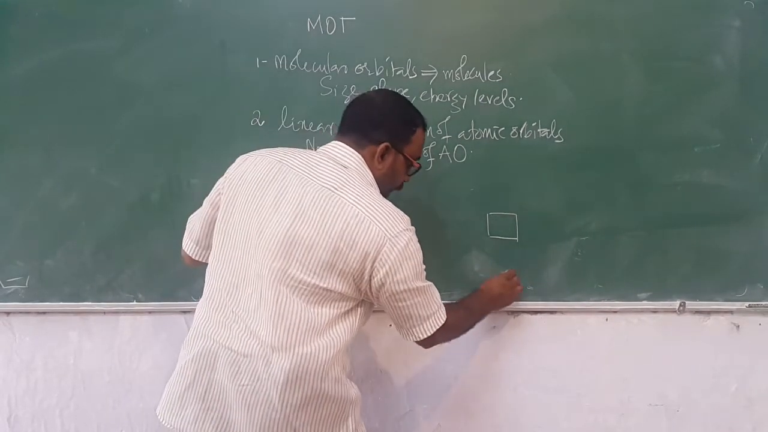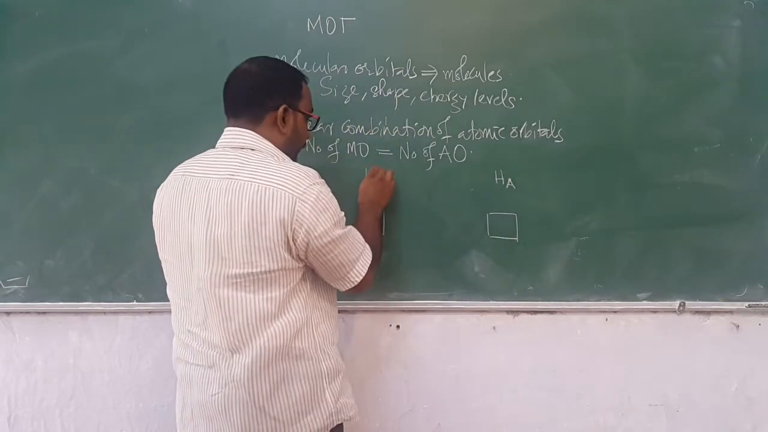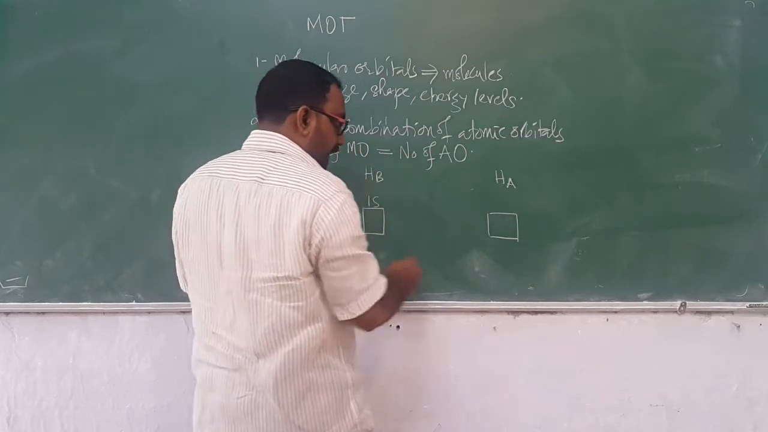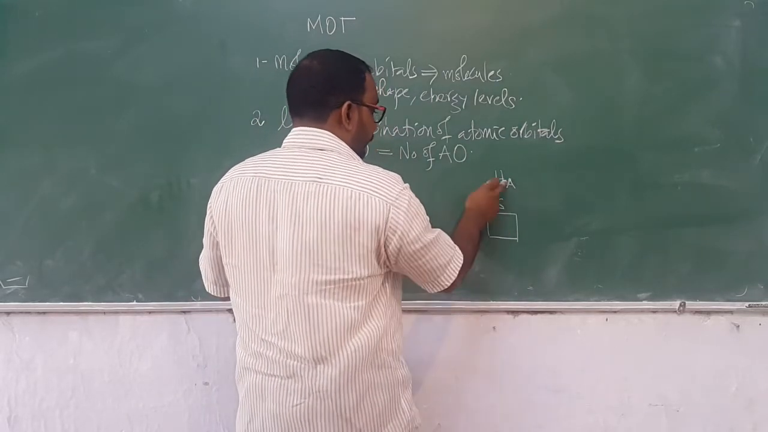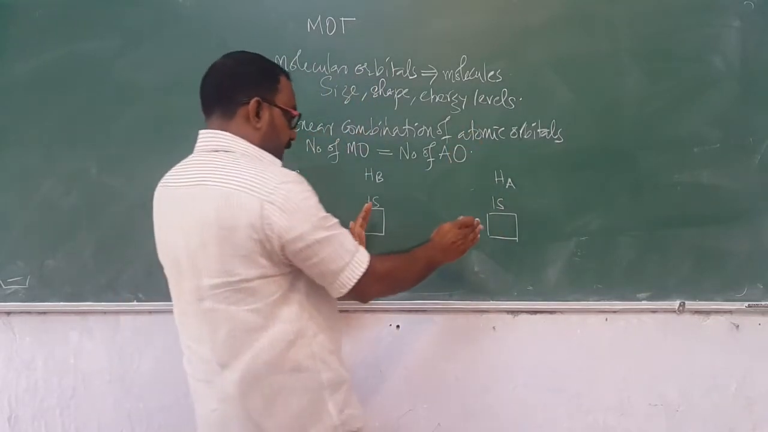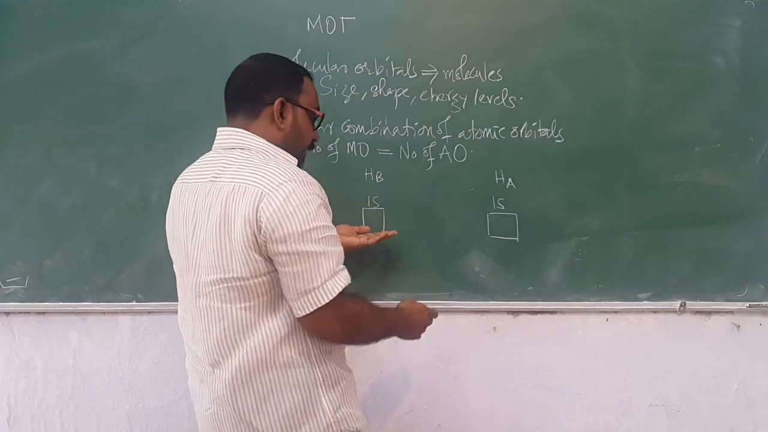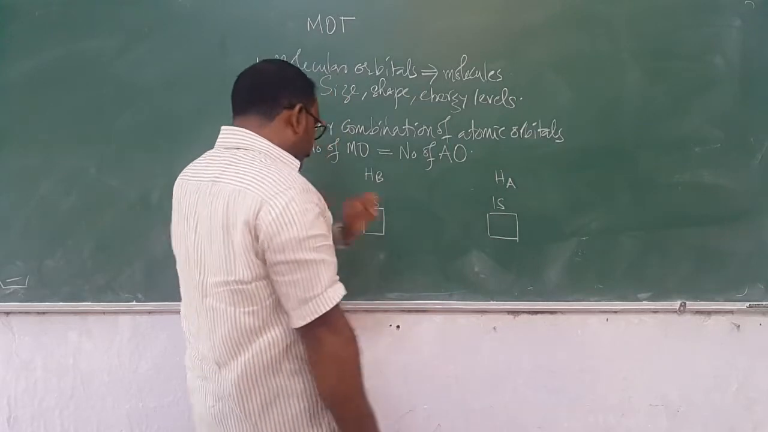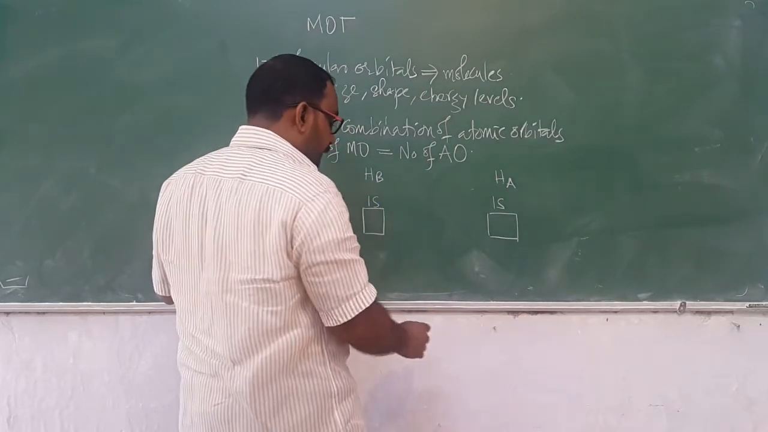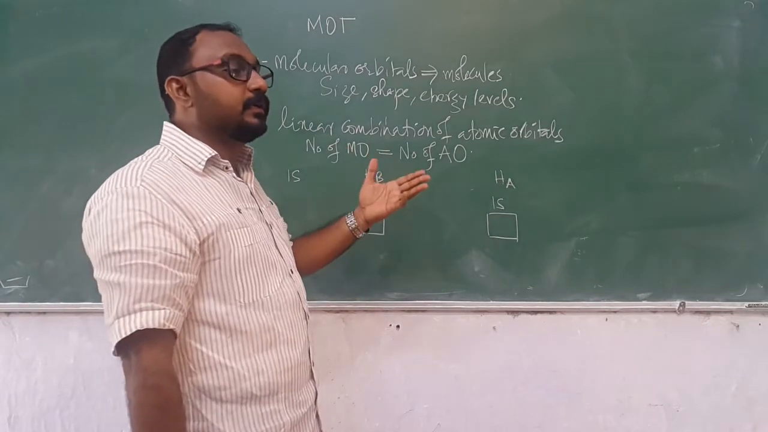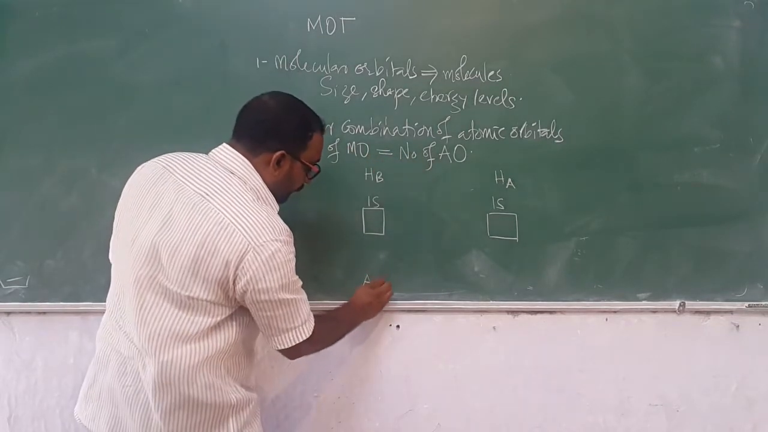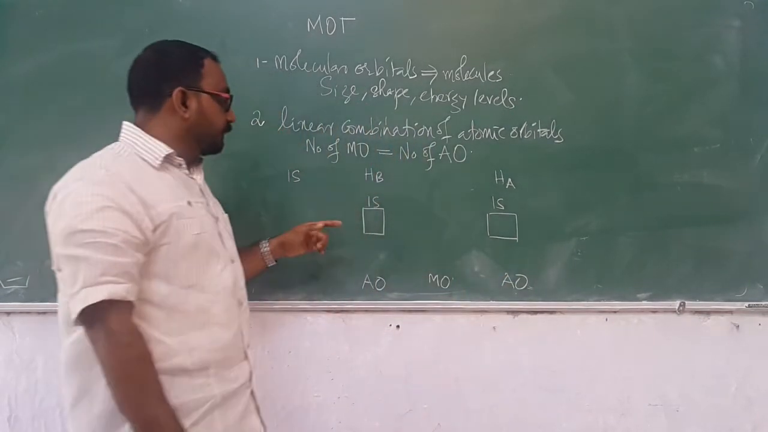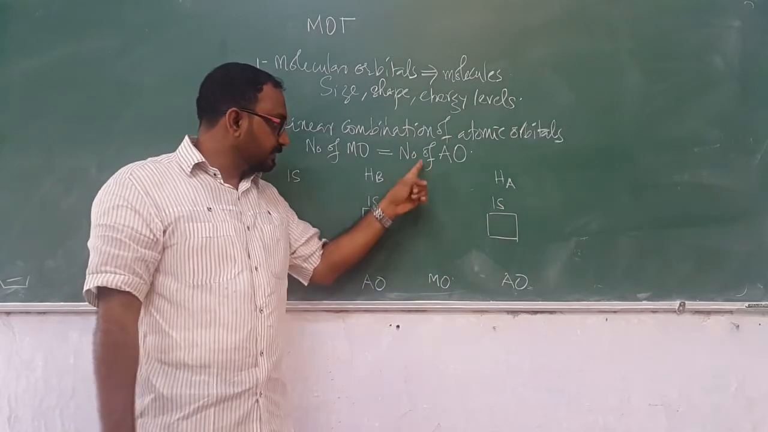So two atoms. This could be HA, this could be HB, atomic orbital 1s for hydrogen atom B, atomic orbital 1s for hydrogen atom A. When you draw the molecular orbital diagram, you take atomic orbital A on one side and atomic orbital B on the other side. If you wanted to represent the molecular orbital, you draw it in the middle. So these are atomic orbitals, and this is the molecular orbital, represented at the middle.